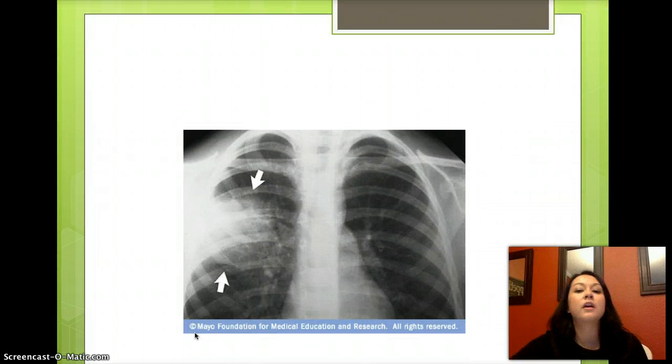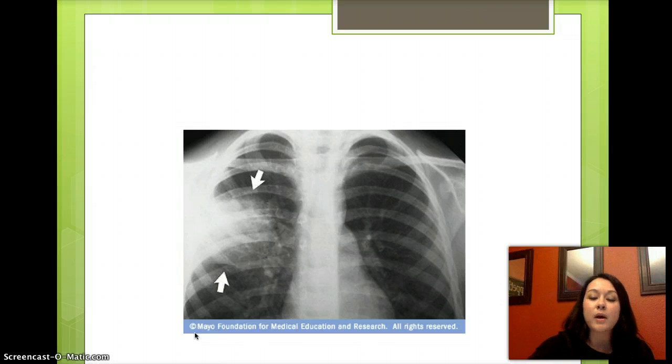This is a picture of a patient with pneumonia, and you can see where the arrows are pointing, and it looks whited out to where you see the pneumonia.